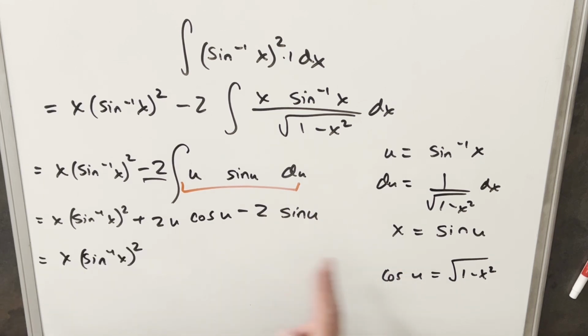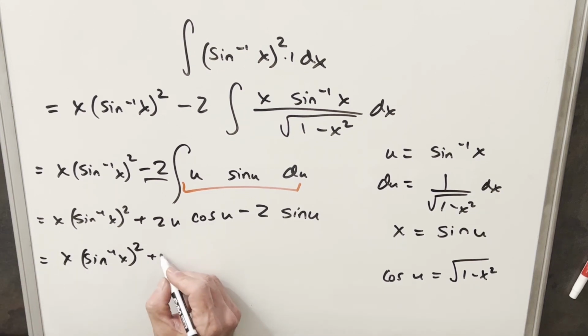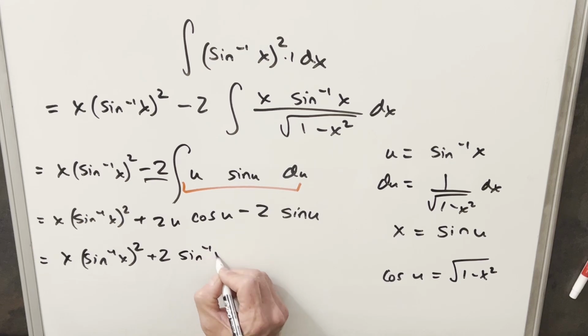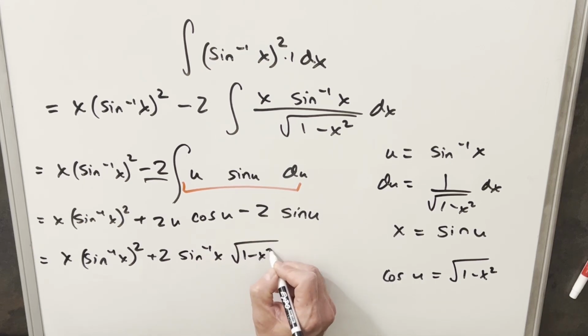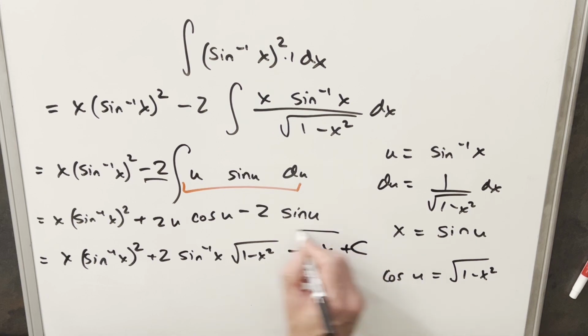Now we just got to get everything back into x, but we have all our values over here, so this isn't going to be too bad. For our 2u, u is arcsin of x, so I'll write that in. Then we have our cosine of u value, square root of 1 minus x squared, minus 2 and then sine u is just x. We're going to have minus 2x plus C, and that's it.